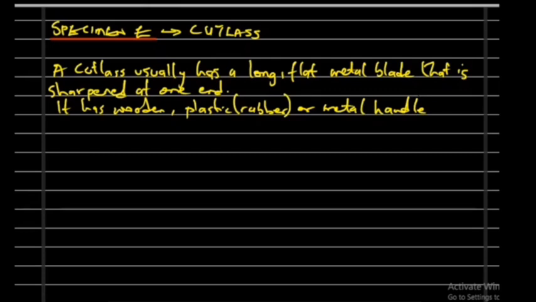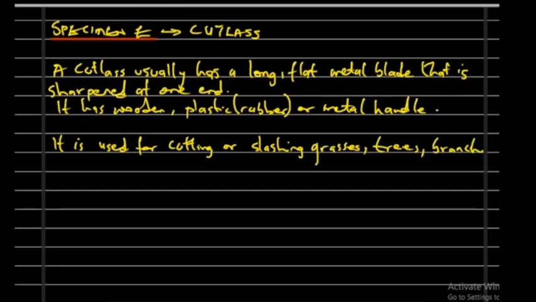It is used for cutting or slashing grasses, also trees, branches of trees, shrubs, etc. A cutlass can be seen as a short, broad slashing sword.